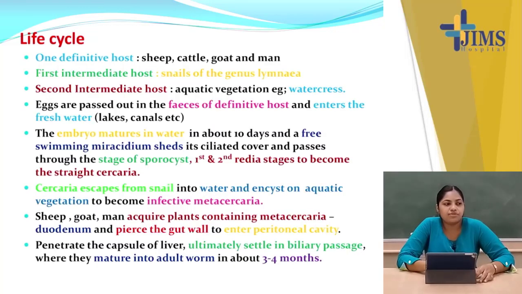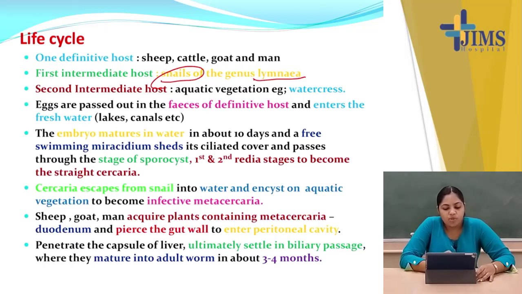Coming to the life cycle of Fasciola hepatica, we have definite hosts, that is sheep, goat and man, where the sexual cycle takes place. Coming to the intermediate hosts, we have two types. The first intermediate host is the snail, of the species Lymnaea, which is the name of the snail. The second intermediate host is mainly aquatic vegetation or water plants.